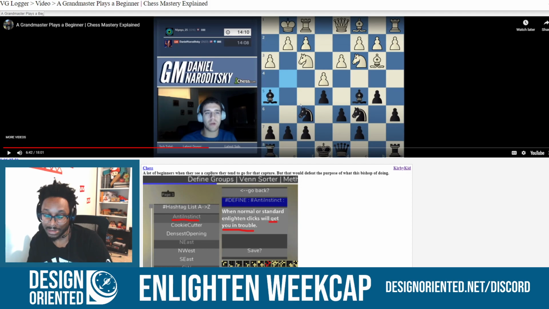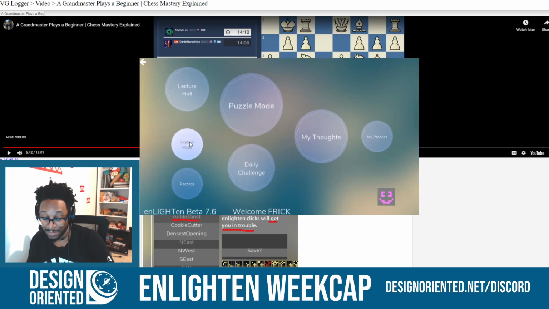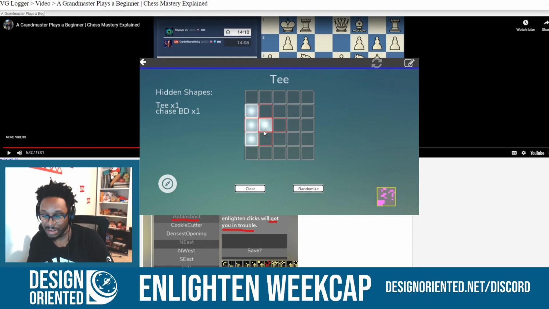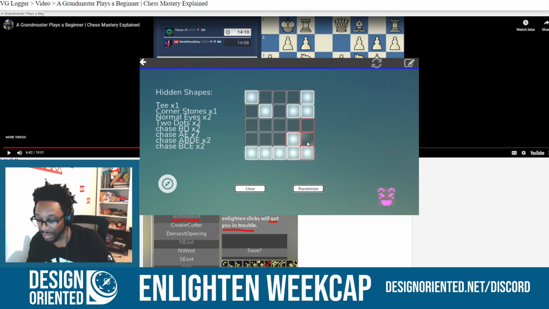So when he says a lot of beginners just see a capture and they go for it, a lot of times people have these reflexive tendencies because they can't see ahead. So in enLIGHTen, if you don't know the names of the shapes of the puzzles, I've seen people play like this. Hopefully we got some footage of it too. If people don't know the names of the puzzles, after some point they just start clicking like crazy because they can't see ahead. You can't see ahead unless you use the shape names.